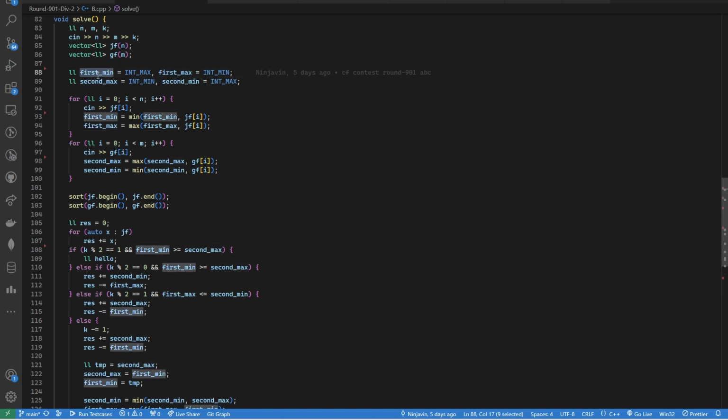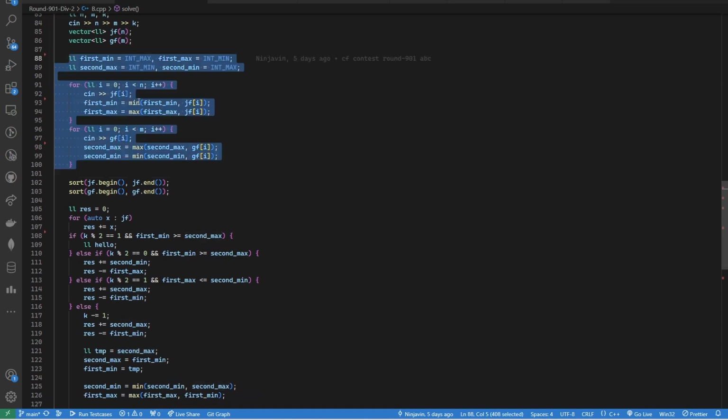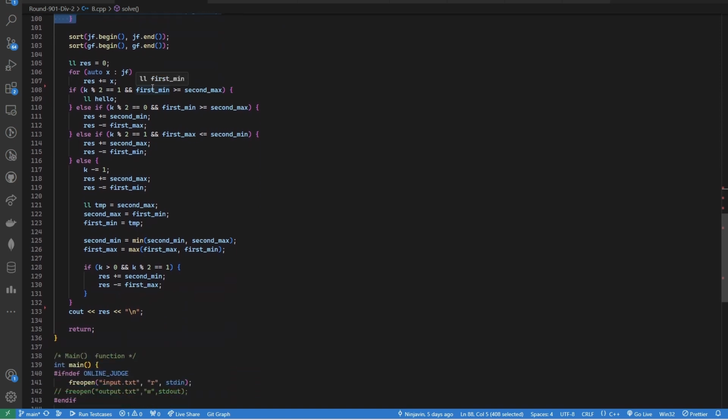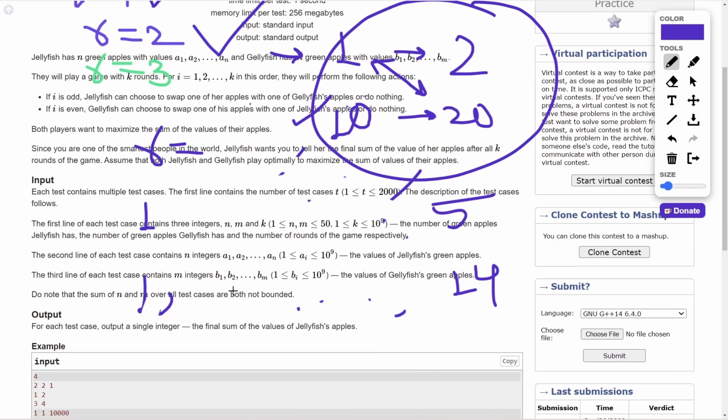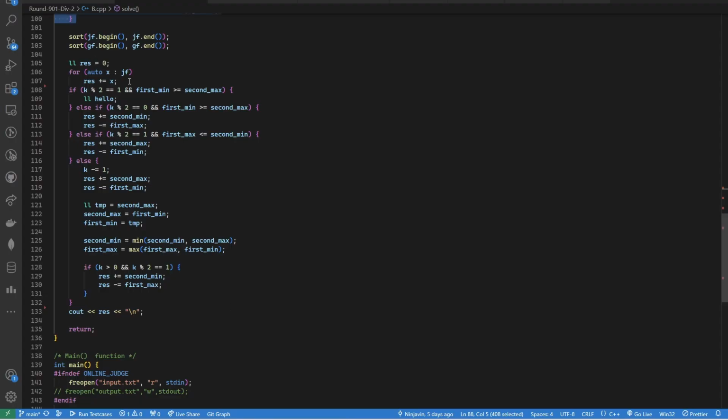So I'm storing the first fish's minimum and maximum, and the second fish's minimum and maximum value. I'm doing the calculation while taking the inputs only. Now we have to return the sum of the values. I have already taken the sum of the values for the first fish, so whatever swapping, increment or decrement will happen, will happen over this result.